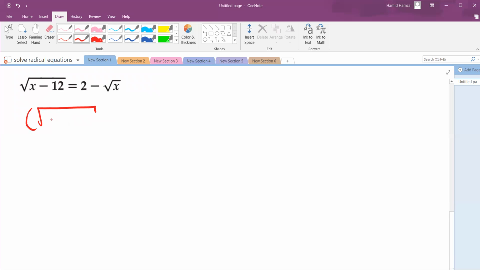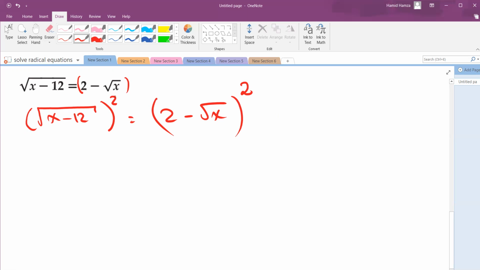Root x minus 12 raised to power 2. And both of them, not 2 power 2 or x power 2, no. I'll enclose them in a parenthesis like this. And both of them, 2 and minus root x, together raised to power 2.